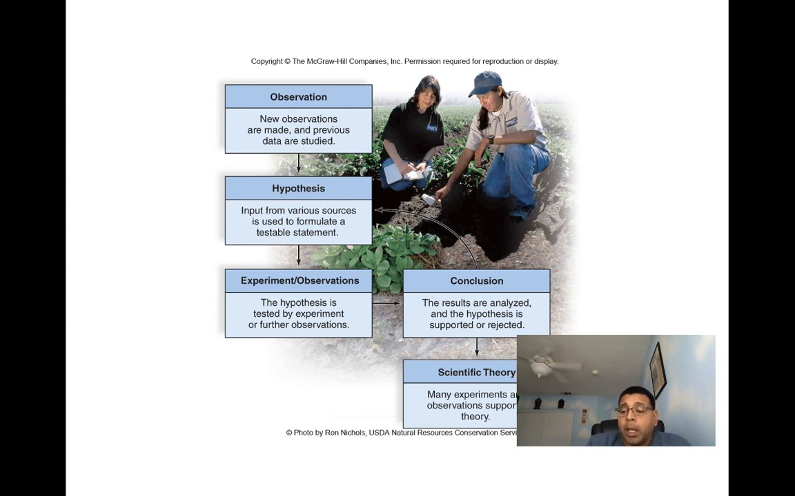And when we talk conclusion, here the results are analyzed, and the hypothesis is either going to be supported or rejected. So here we're going to say, okay, the hypothesis I made was right, or it's rejected. The scientific process is continuous. And in biology, scientists are discovering new things all the time. So once a conclusion has been made, then we can formulate a scientific theory. When we talk scientific theory, you can see many experiments and observations are going to support a theory.